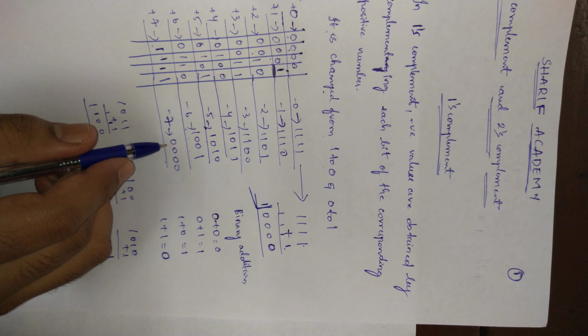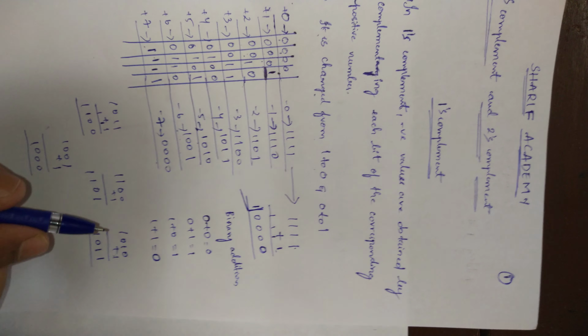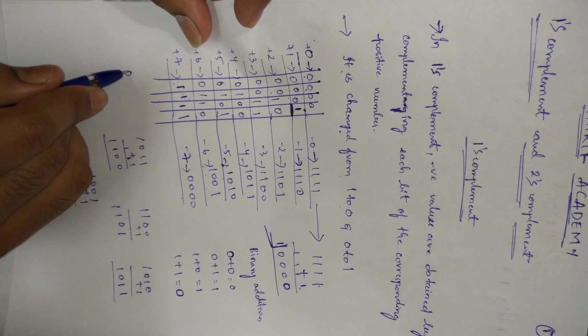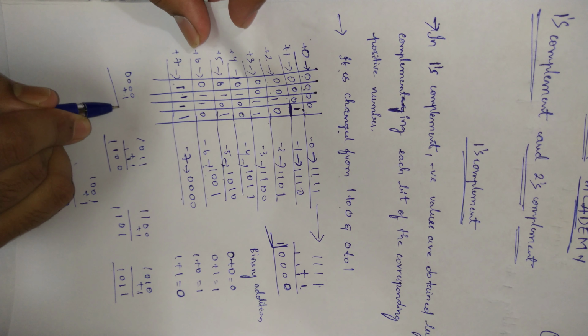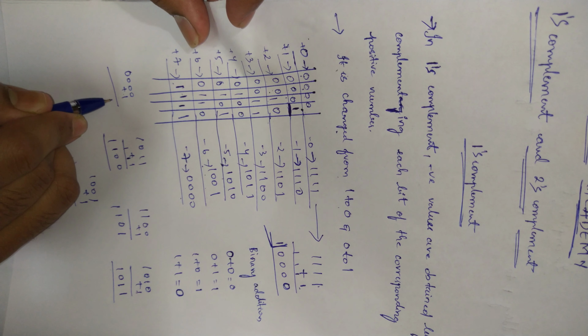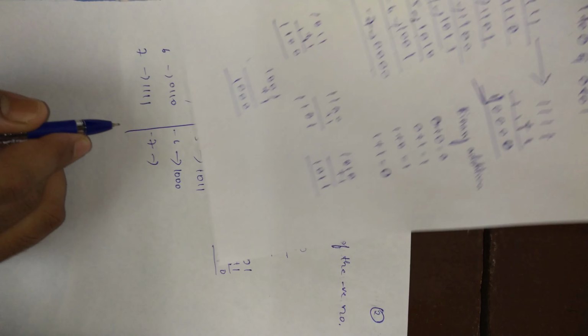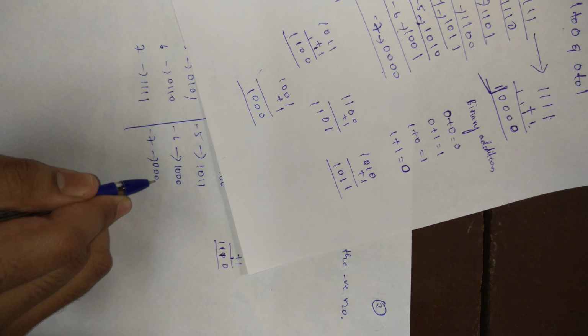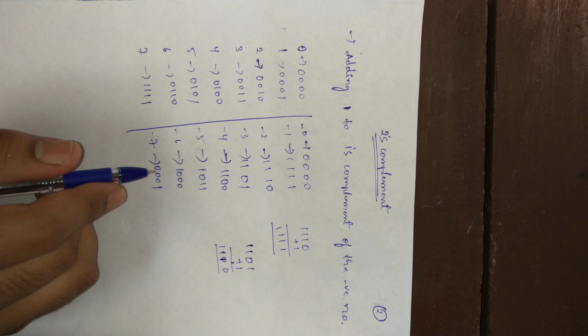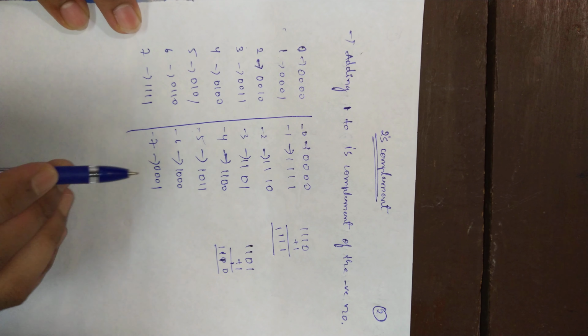For -7, it is 1000. For 1000, what are you going to do? Add plus 1 to the last number, then 1 plus 0 gives 1001. Okay, have you got it? For the 2's complement, this is the negative number.